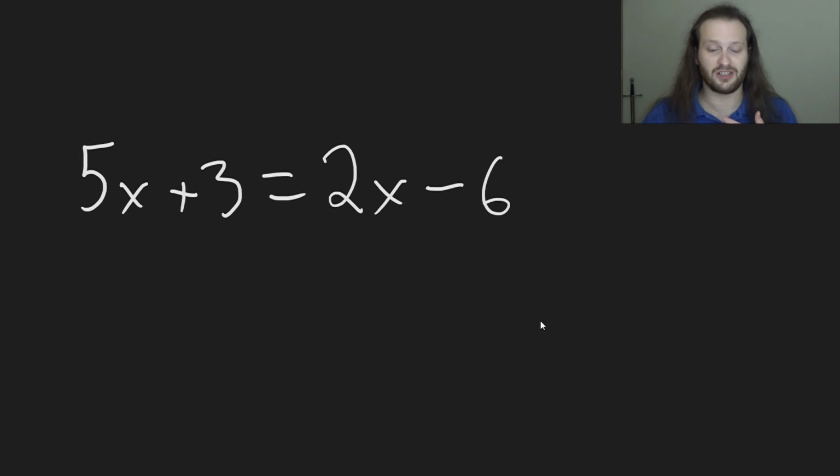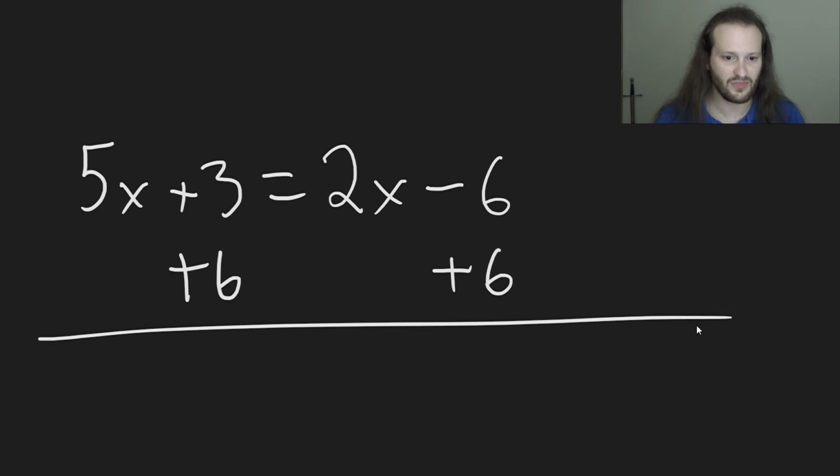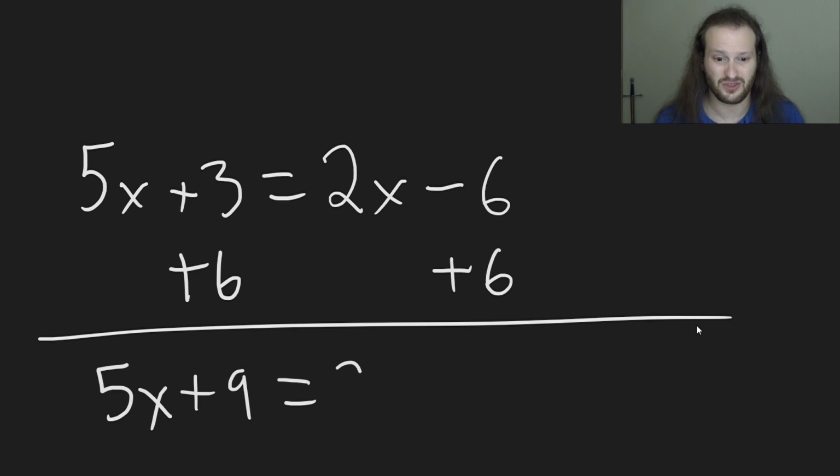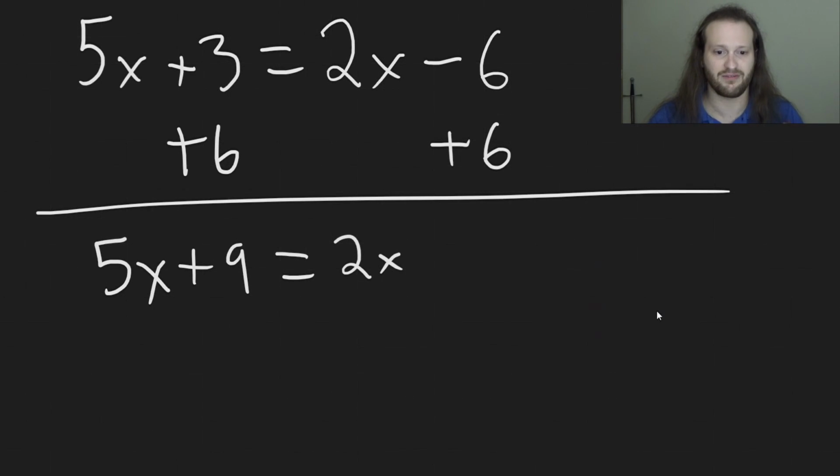I personally like to deal with the subtractions, so like this -6 here. So I just don't like dealing with negatives, as plenty of people will agree. So to get rid of the 6, I'm going to add 6 to both sides. And then 5x plus 9 equals 2x. Cool. Now we have this two-step equation.